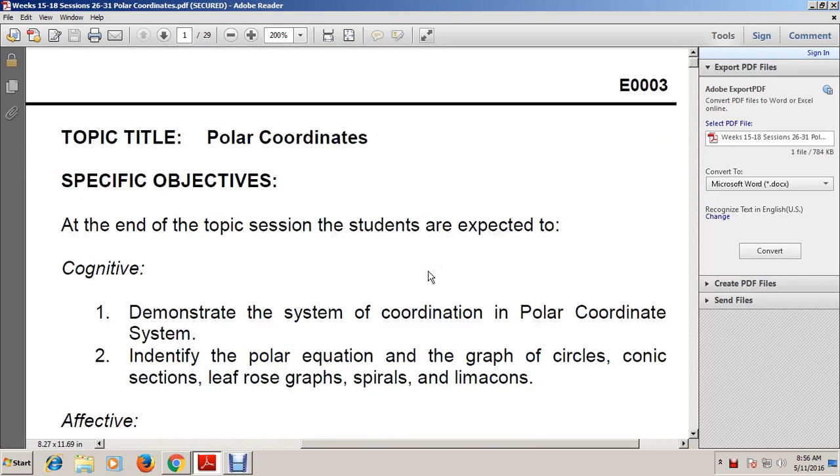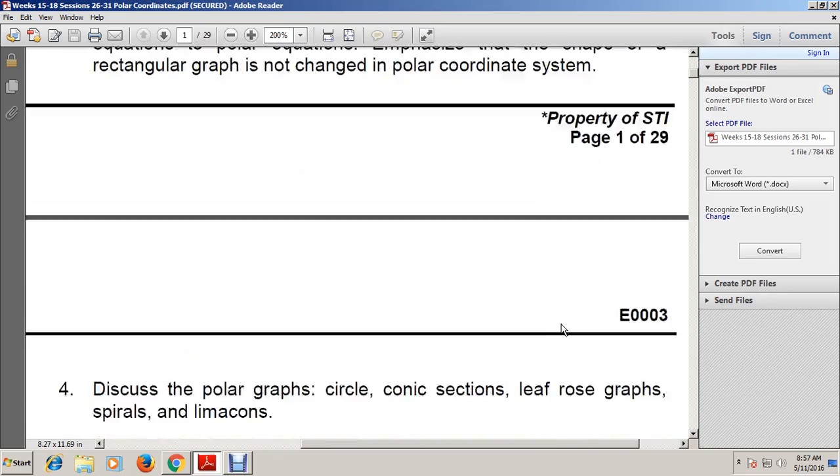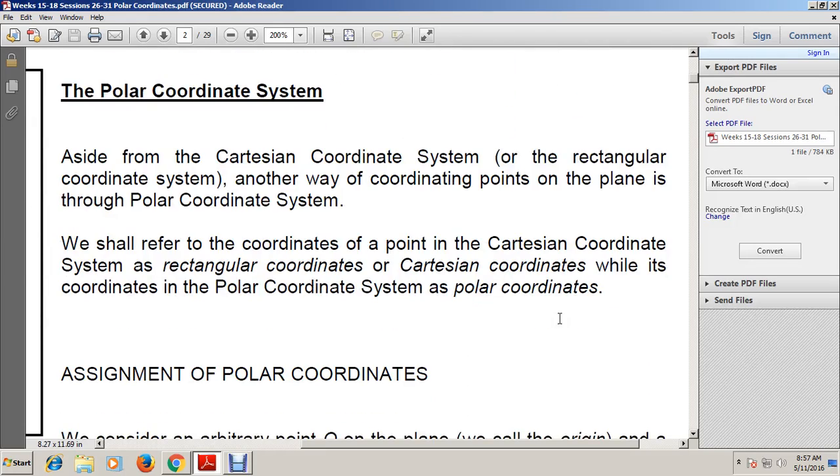Okay, so for our objective for today's topic discussion, we'll have the following: demonstrate the system of coordination in the polar coordinate system, and identify the polar equations and graphs of circles, conic sections, leaf rows, graphs, spirals, and limacons. Okay, so let's start with today's discussion with the introduction of the polar coordinate system.